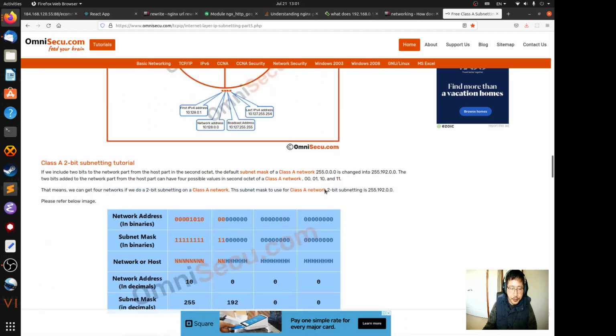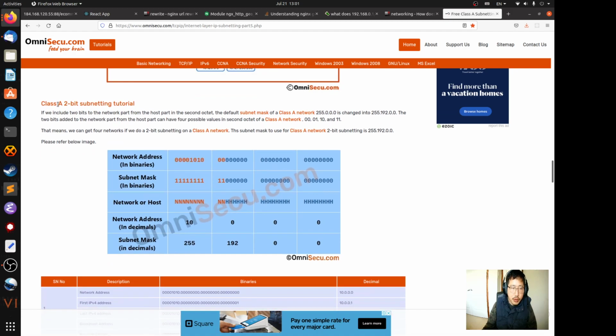Here we go to 2-bit subnetting. This time we are borrowing 2 digits from the host portion. So how many possible subnets are there? Well, it's 2 times 2, so there are 4 of them, right? So the 2-bit subnetting results in 4 subnets, or 4 networks.